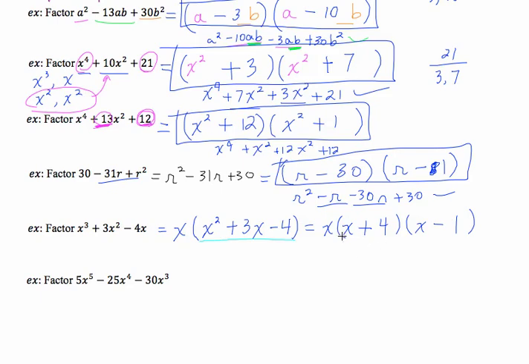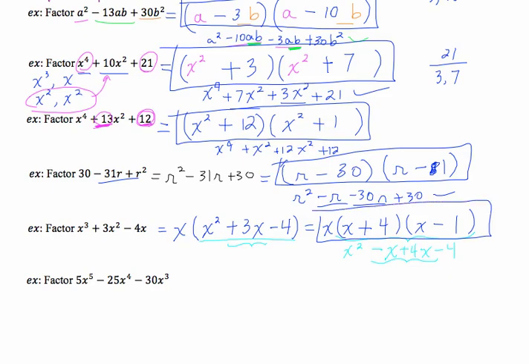That way when we FOIL, now I'm not multiplying that x out, I'm just going to FOIL these last two terms. We'll have x times x, which is x squared. x times negative 1 is negative x. 4 times x is positive 4x. And 4 times negative 1 is negative 4. And these two middle terms here, negative x plus 4x, do add to positive 3x. So that does work.